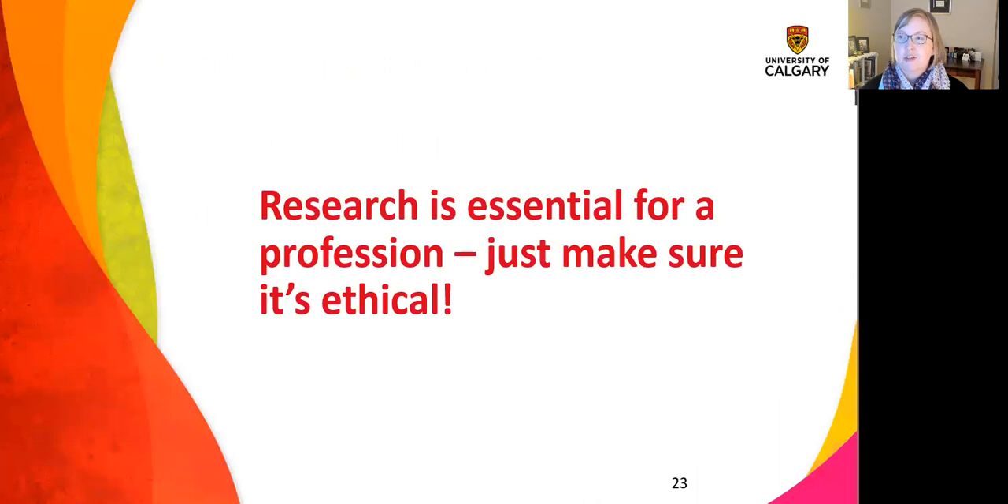So in conclusion, research is essential to create a profession, and it's also a way of changing the world and making nursing better and advocating for people that we serve. We just have to make sure that it's ethical. Above anything else, it must be ethical, because that is our professional responsibility, and that's what we owe to ourselves and everyone we work with.